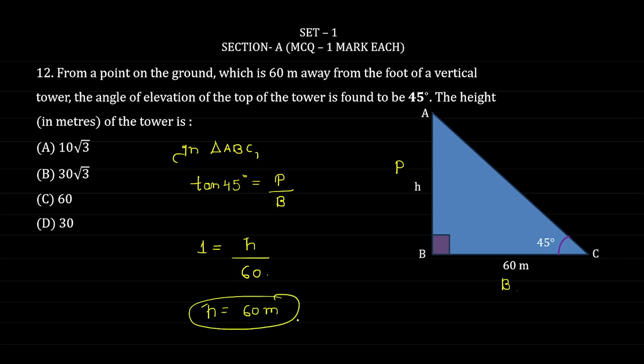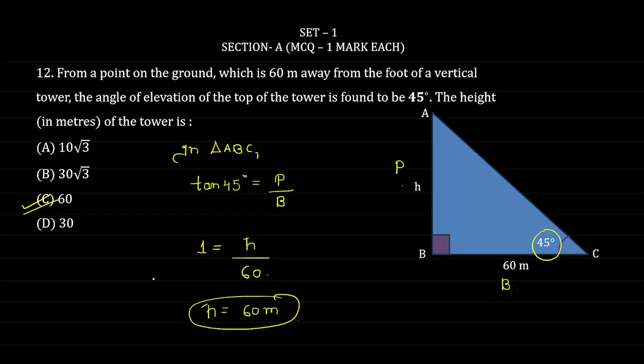That means the height of the tower is also 60 meters. Look at the diagram here. It is very obvious that if this value is 45 degrees, tan 45 degrees is 1. That means these two ratios have to be the same, right? So that is why the answer is option number C for this question. Moving on to the next question.